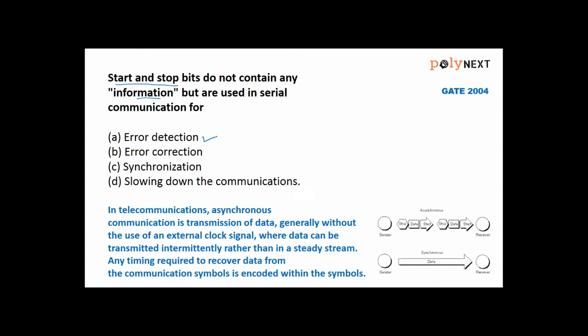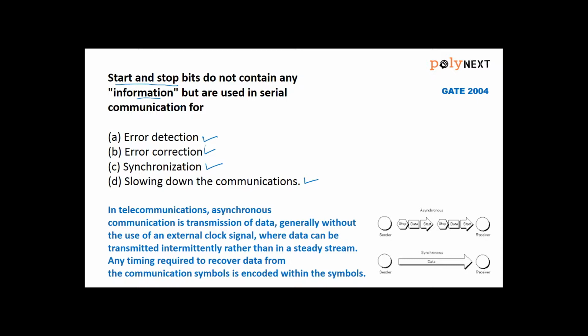There is error detection at first, then we have error correction, synchronization, and the last one is slowing down the communication. So we have four options, and we are supposed to consider them one by one. At first we are going to discuss what serial communication is.